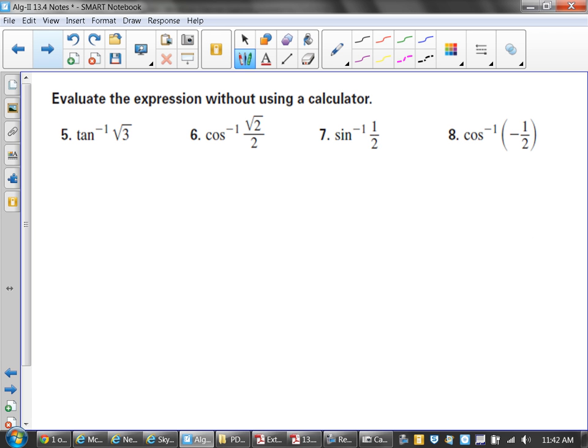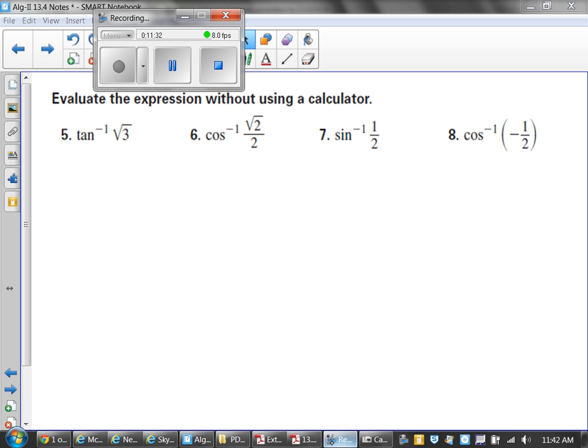So, try a couple of those. Take a minute, see if you can figure those out. Don't use your sheet. See if you can do it on your own. I'll do some homework.